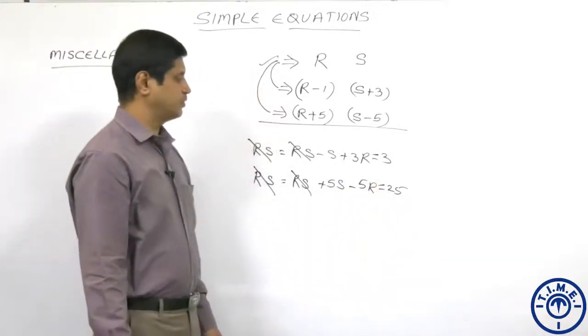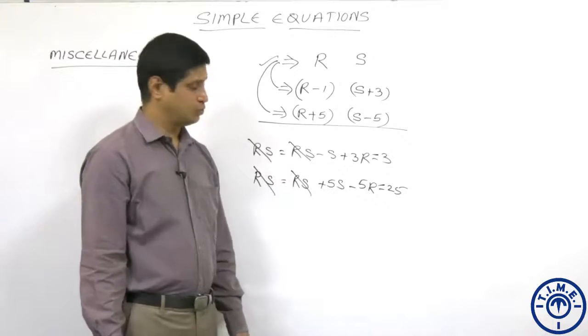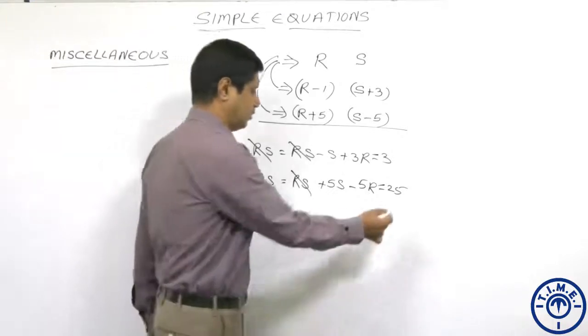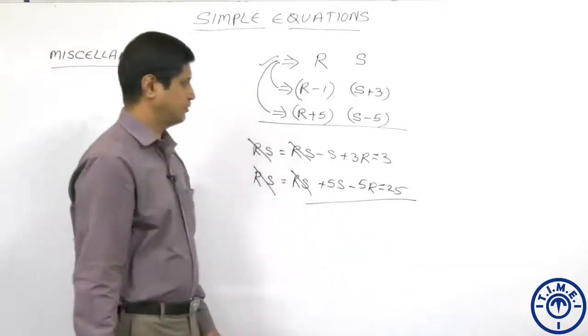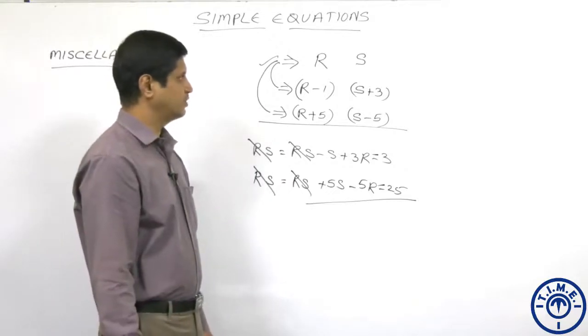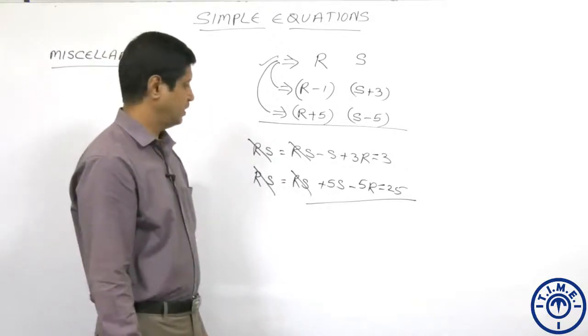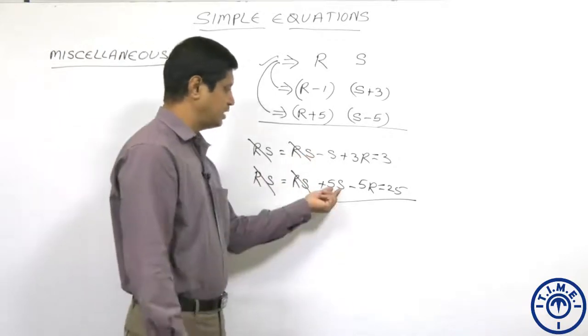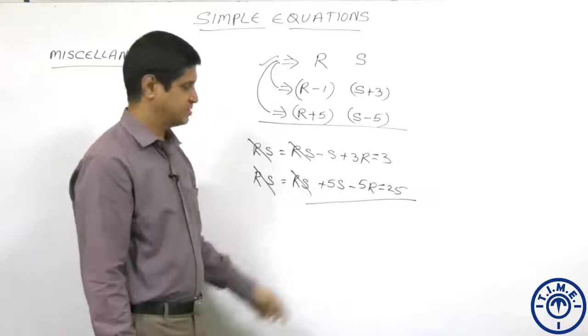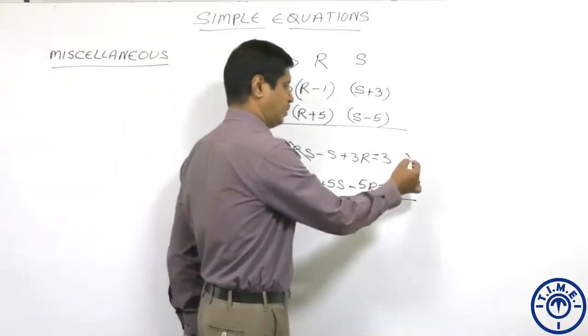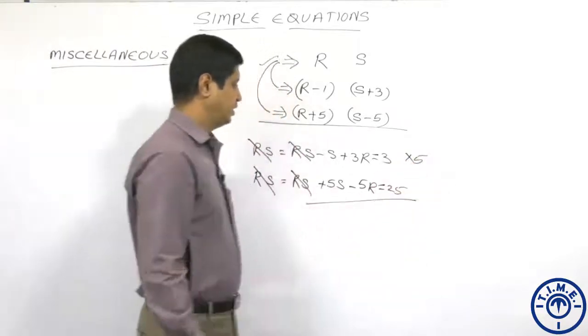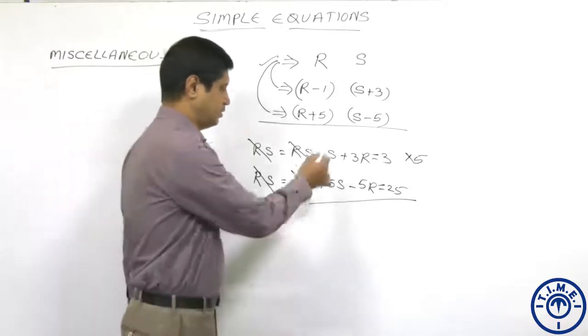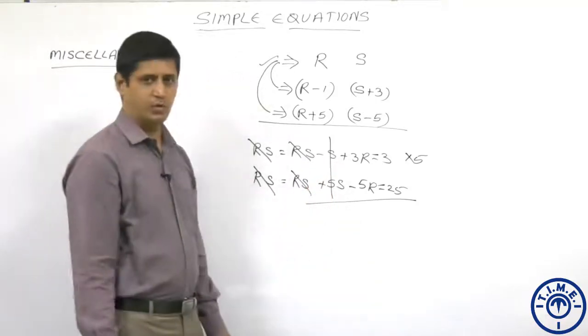Now we have two variables with two equations. What do we need to find? The total number of students. Total number of students means the R and S values need to be found. By observing these two equations, it is very easy to make the coefficient of S the same. When you multiply the first equation by 5, what is the result? Same coefficients.